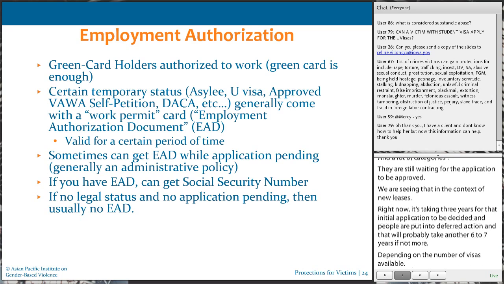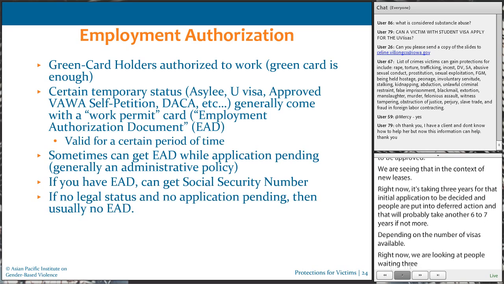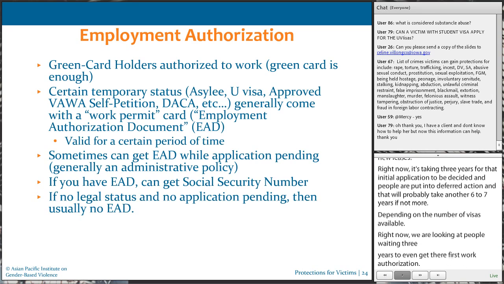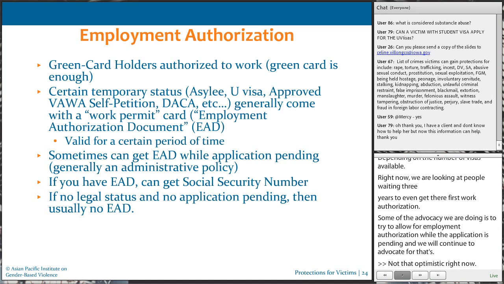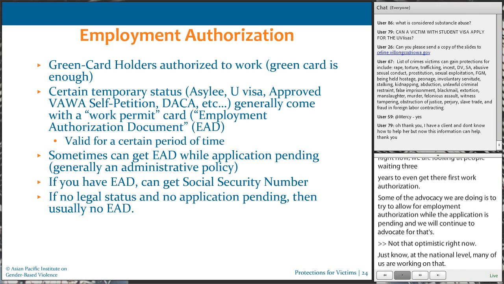And so, some of the advocacy we're doing is to try to allow for employment authorization while the application is pending, and we are going to continue to advocate for that, but not that optimistic at this moment in time on that. And just know that at the national level many of us are working on that. In any event, if folks have an employment authorization document, they can get a Social Security number and work. And if folks don't have legal status, there's no application pending, then they are not going to have employment authorization.